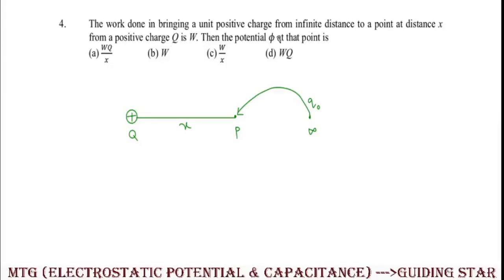Then what is the potential at that point? We know that potential, as we have just defined, is the work done in moving the charge divided by the magnitude of the test charge. Clear? So here it says unit positive charge, so its magnitude will be 1. That means if the magnitude is 1, then this potential will be nothing but W. Clear? Potential at that point will be simply W. So option B will be the correct one. W upon x or Wq upon x will be wrong, and W into q is also wrong.